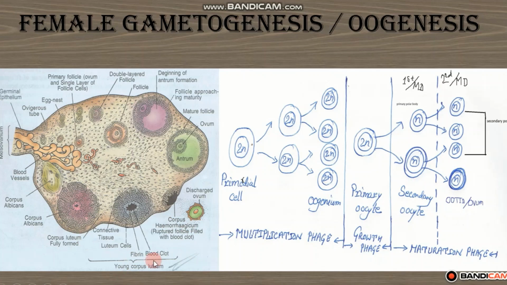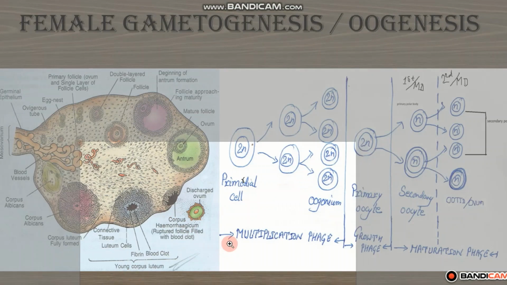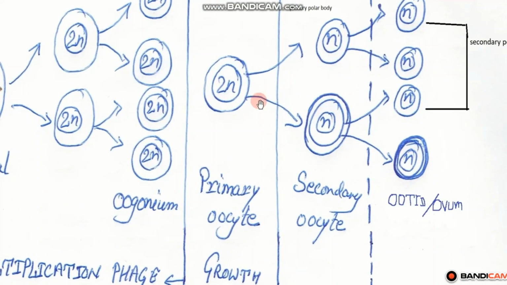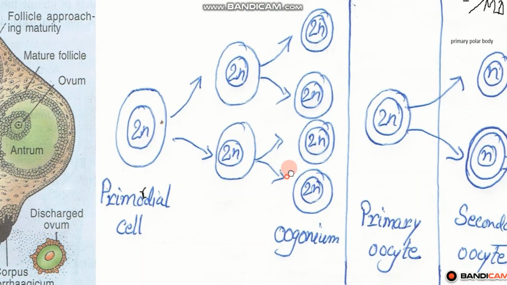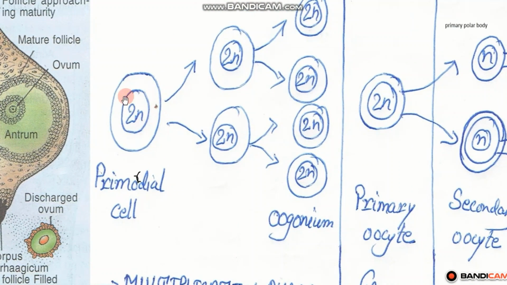Here it is, just see here, it is big. Now you can see easily. Just see here, it is a diploid structure, meaning the complete number of chromosomes is here, so it is known as the primordial cell. In male gametogenesis it is a primordial cell, and in oogenesis it is also known as a primordial cell, and it is the germinal epithelial cell.